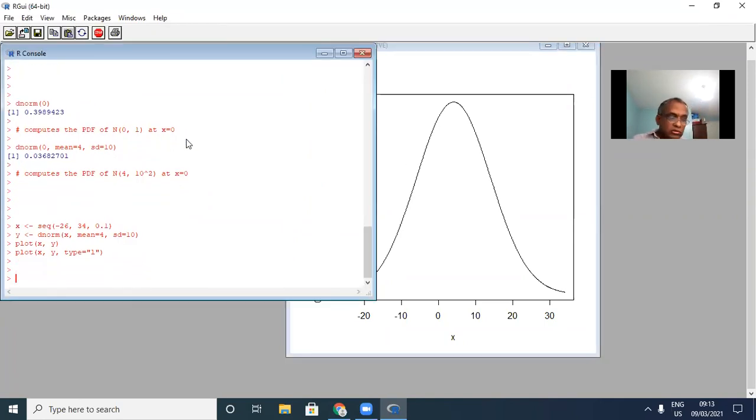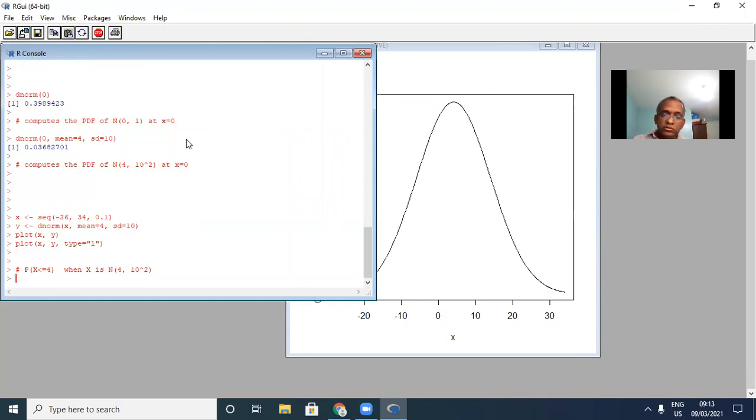Now, suppose you want to compute the probability that x is less than or equal to 4 when x is normal with parameters 4 and 10 squared.